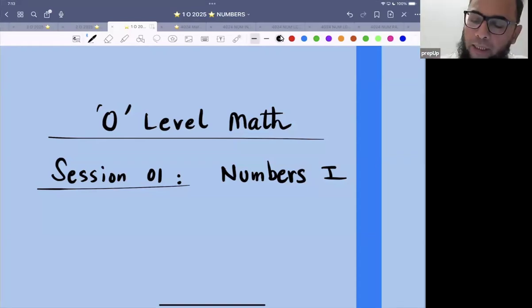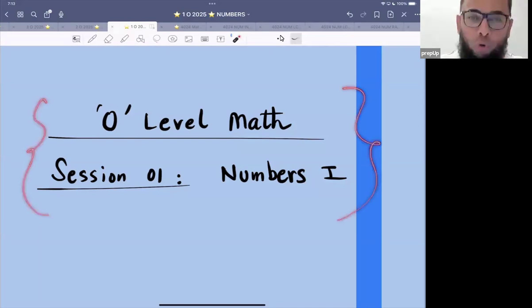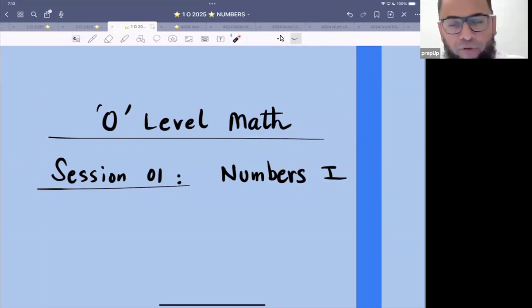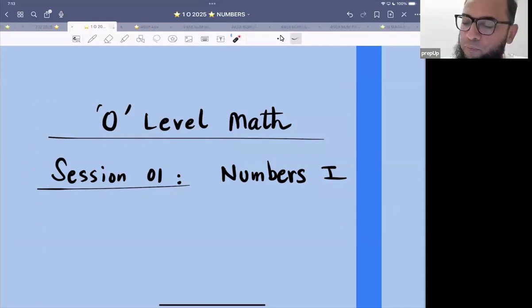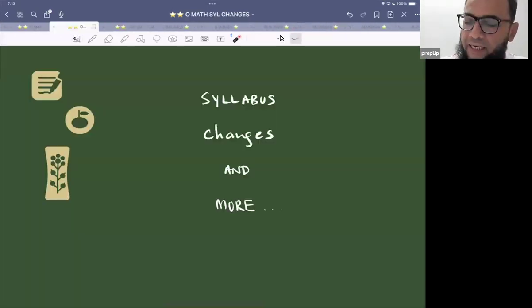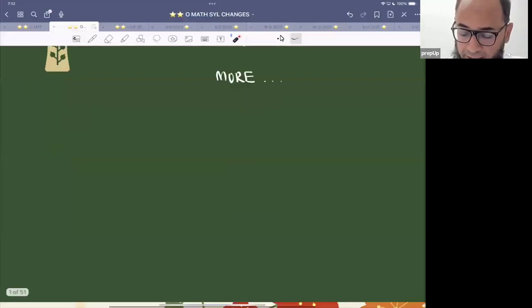So now the initiative that I've taken is that we have to go over the major topics of O-level math. Almost every topic is a major topic. You cannot underestimate anything. And for this purpose, let me focus on something that is kind of the beginning of the syllabus, and the syllabus changes. So let me focus on that.